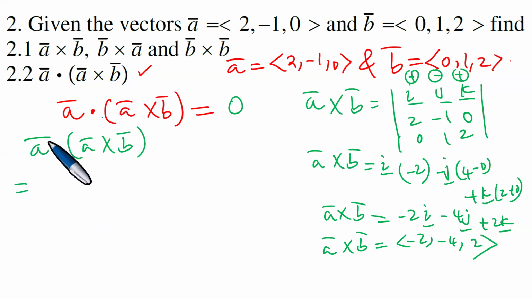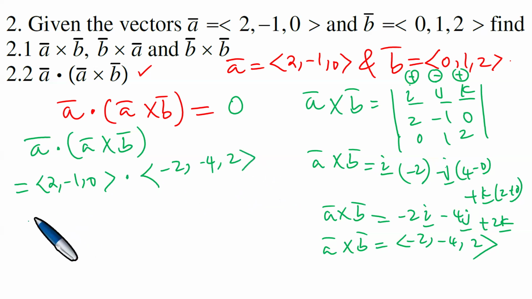And what is vector A? Vector A is 2, -1, 0. Dot vector A cross B, which is -2, -4, 2. Multiplying the first component by the first gives us a -4. -1 times -4 gives us actually a 4. And 0 with the 2 gives us a 0. And the result is 0.